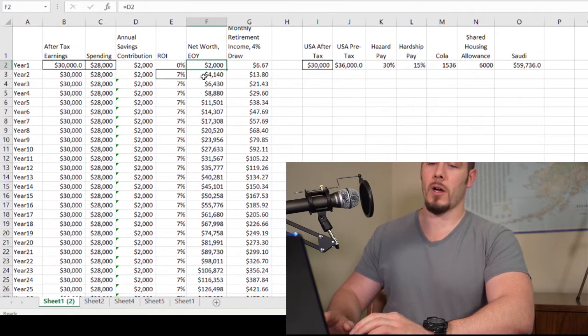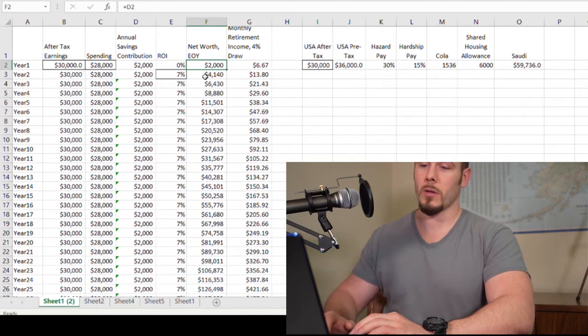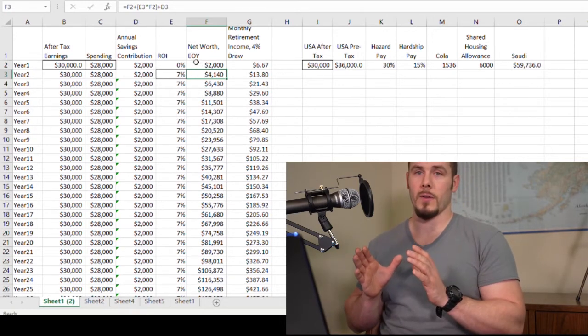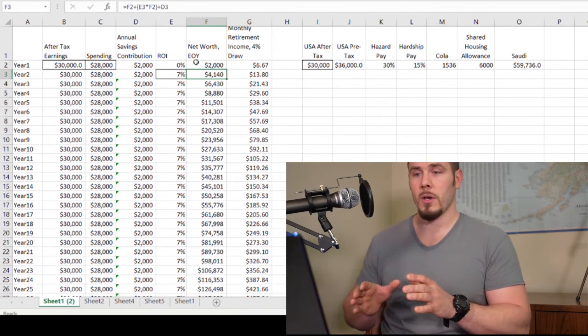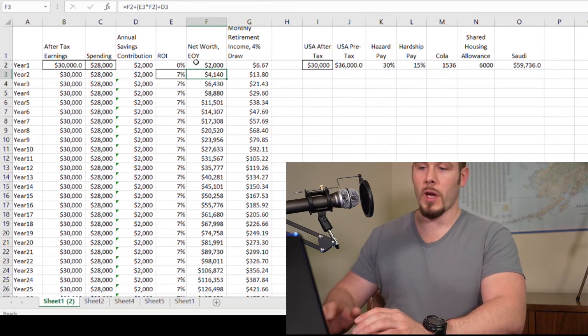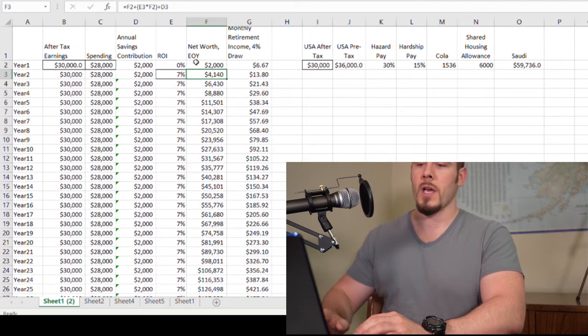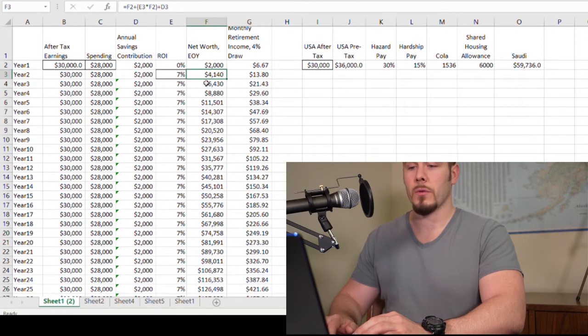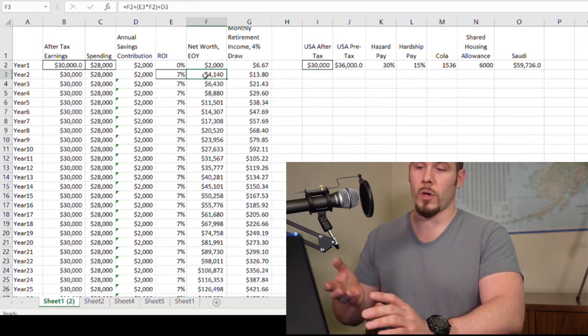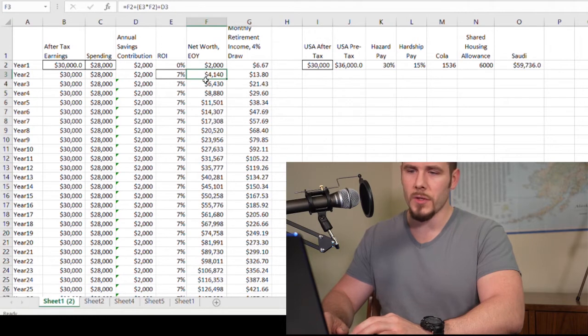Now the next cell in the net worth column, the end of year net worth, is going to take the previous year and add 7% of that value to it. So 2,000 plus 7% of 2,000, which is $140, becomes $2,140, and then it's going to take the annual contribution from that year and add it to make $4,140. So then you see year after year it's doing that same math.